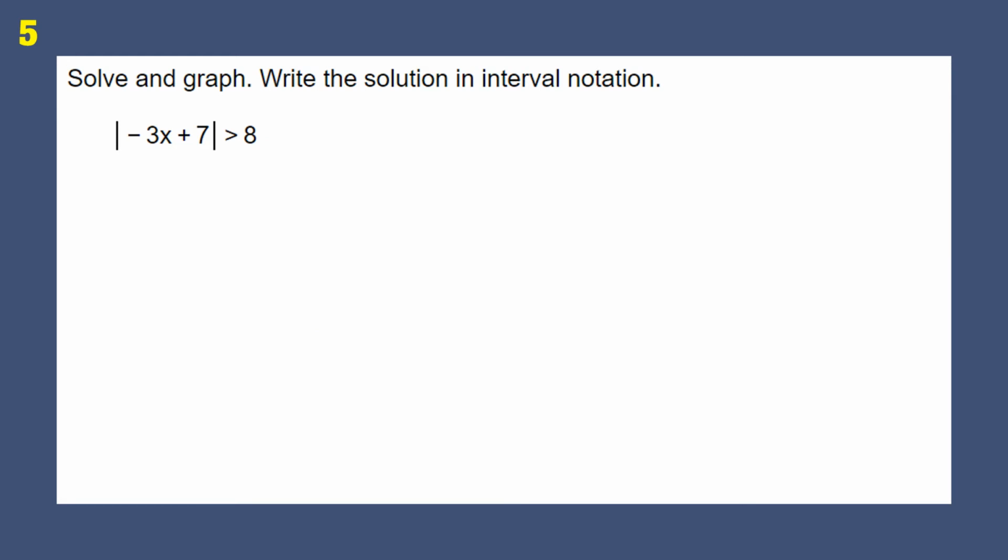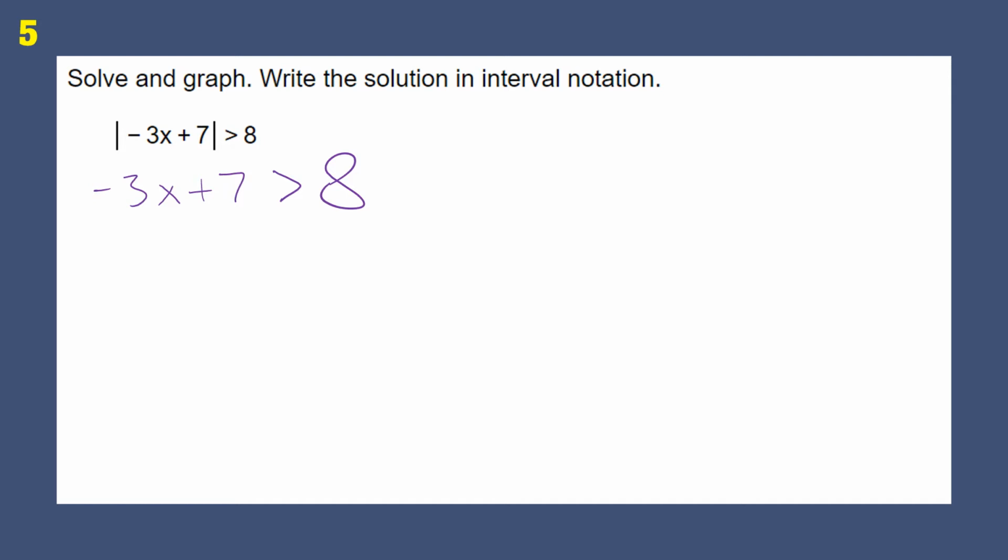Solving and graphing this absolute value inequality. Now, the good news is the absolute value is already by itself. So what we're going to do is write it as two separate inequalities. The first one's going to be -3x plus 7 is greater than 8. Notice all I did was erase the absolute value signs.